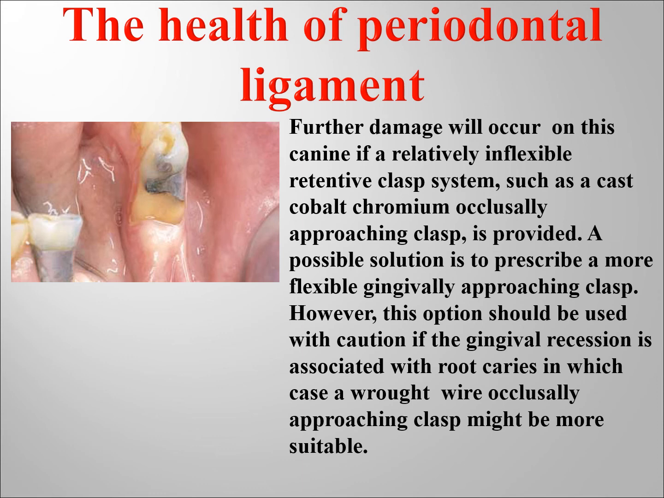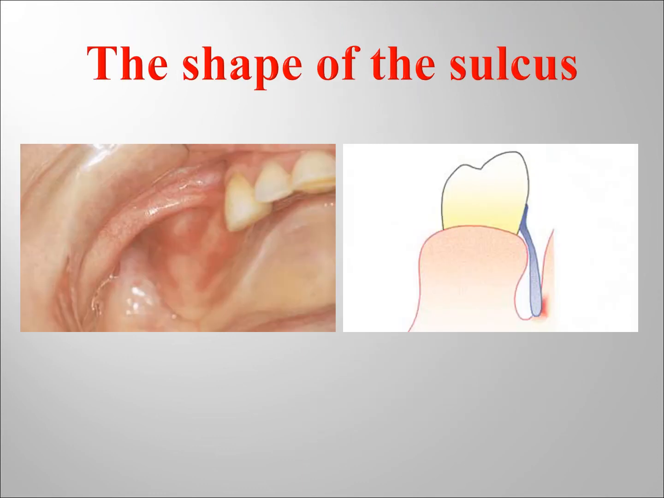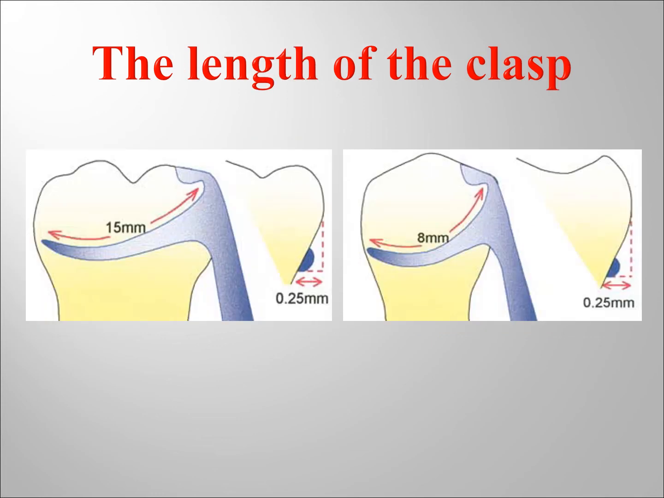So the best thing is to use a more flexible option, wrought wire clasp, or the less harmful option, which is gingivally approaching clasps. Alright? And shape of the sulcus, again, if there is attachment that is interfering with the placement of a gingivally approaching clasp, or if there is deep undercut, then you have to think of another option. You have to use occlusally approaching, maybe with a different material.